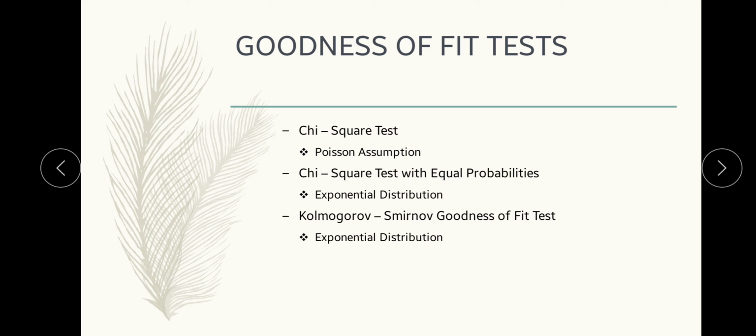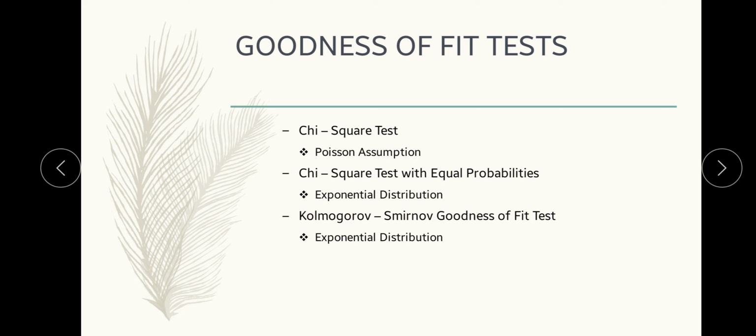The goodness of fit test has three different categories. One is the chi-square test, another is the chi-square test with equal probabilities, and the next is the Kolmogorov-Smirnov goodness of fit test. We have already come across the methodologies of the chi-square test and the Kolmogorov-Smirnov test, and we have solved a few problems related to them. Similar problems will be listed and given to you later. Here, in the chi-square test, we will go for the Poisson assumption or Poisson distribution, so the problems related to the chi-square test relate to the Poisson distribution.